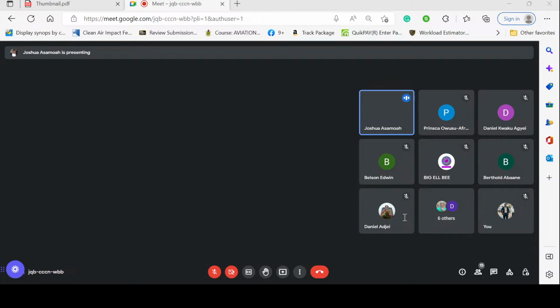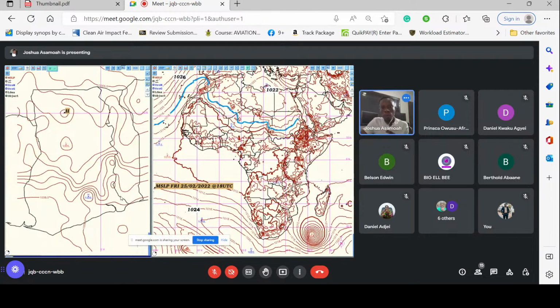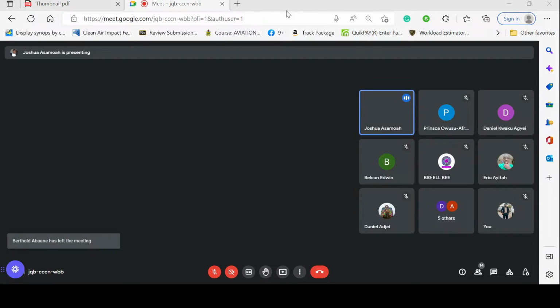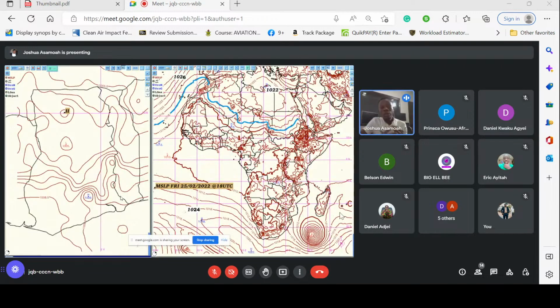So we are really interested in these high pressure centers, both the Azores, the St. Helena, and then the Libyan High or the Arabian Ridge. That's the one from UAE coming into the continent. All these play a very critical role in the weather that we get here. And so, like I was saying earlier, if the Azores or St.